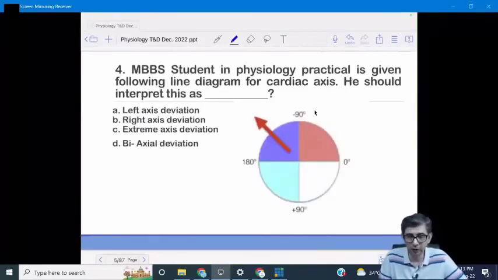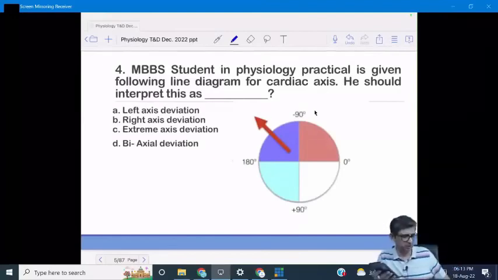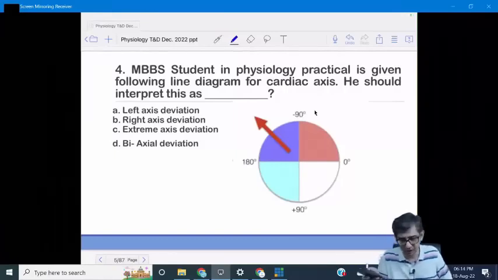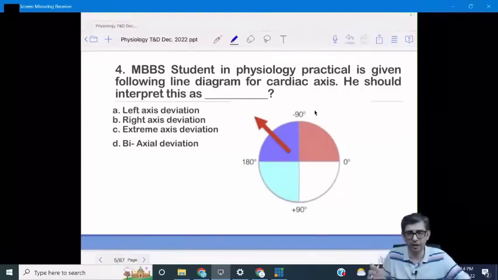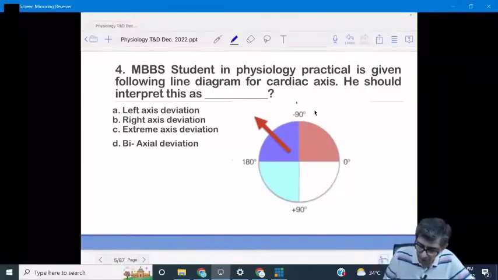Moving to the next question, MBBS student in physiology practical. I think this is a repeat question. It's just that I have changed the options of this question. The question came in the exam like this only, that a physiology student is given a line diagram for cardiac axis, and how should he be interpreting this diagram?